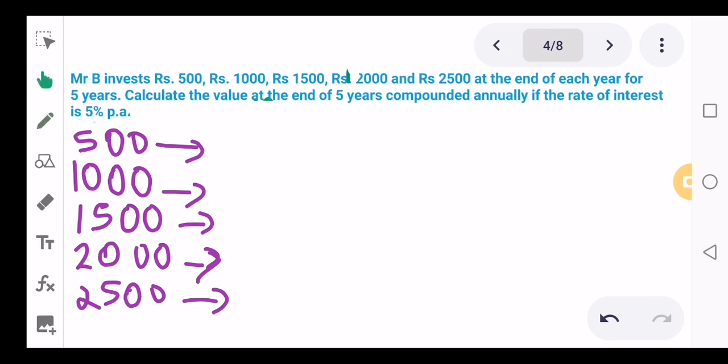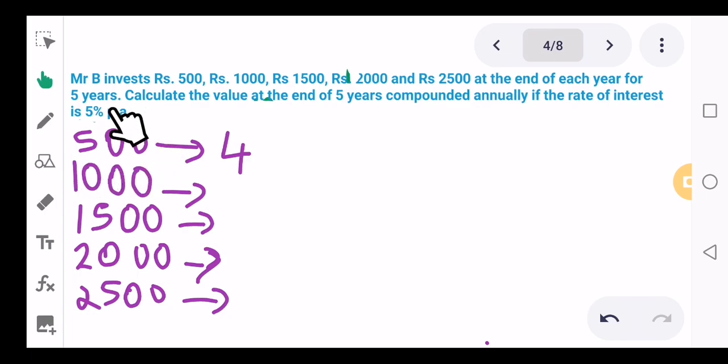Now, it says at the end of each year for 5 years. That is, at the end of the first year, receive rupees 500. That means the number of periods for which it should be compounded is 4. Now, how is this 4? It is 4 because at the end of the first year, we are going to invest 500 rupees.